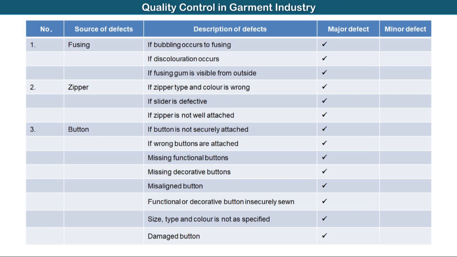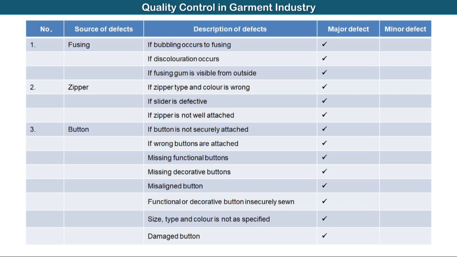If a wrong button is attached, if a wrong button has been used in that particular place in terms of content of the button, in terms of color of the button, in terms of the line of the button, that is the size of the button, that also comes under the major defect.